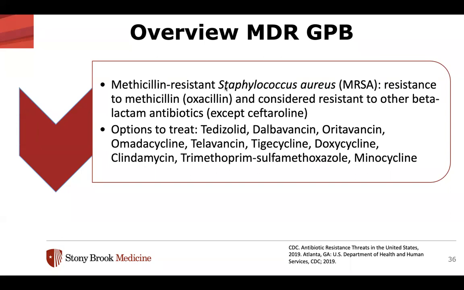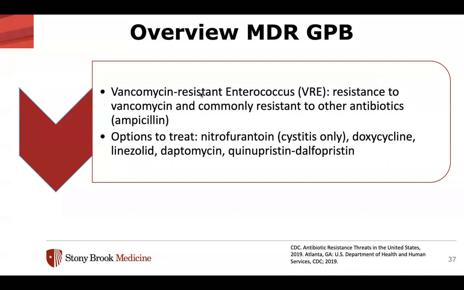Omadacycline is another drug that we do have in the pharmacy, and it inhibits protein synthesis by binding with the 30S ribosomal subunit. It has bacterial activity against gram-positive and gram-negative bacteria, as well as Legionella and Mycoplasma. And then we also have VRE, vancomycin-resistant enterococcus. It's resistant to vancomycin and commonly resistant to other antibiotics like ampicillin. Options to treat VRE would be linezolid, daptomycin, and quinupristin-dalfopristin, which is basically an injectable antibiotic that has a very wide spectrum of activity against gram-positive bacteria, including MRSA and Enterococcus faecium as well.